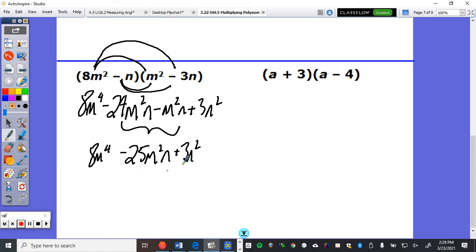If you have not done the second one, do the second one. Multiply the a to the a and a to the negative 4, the 3 to the a and the 3 to the negative 4.